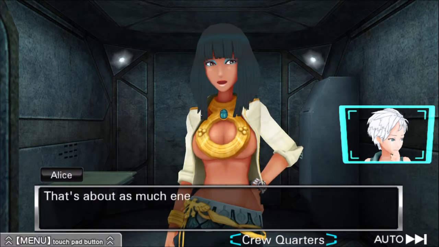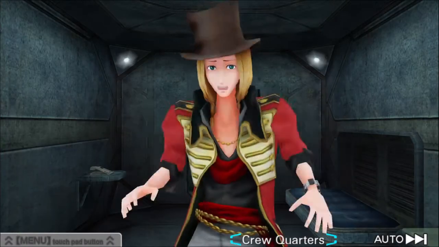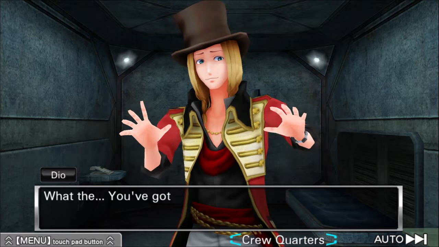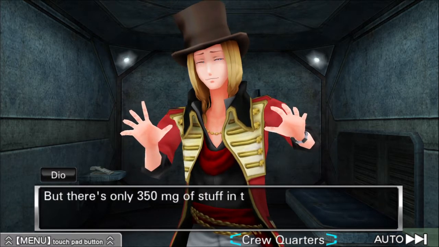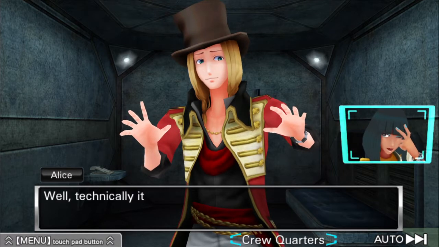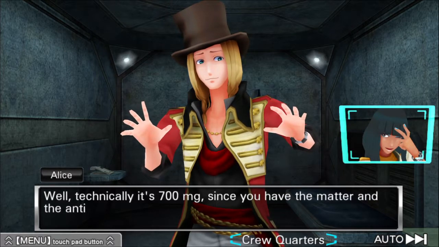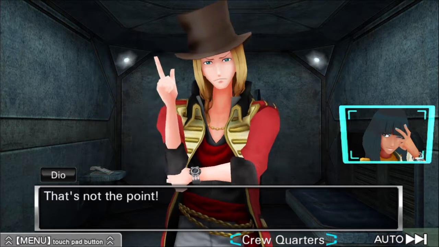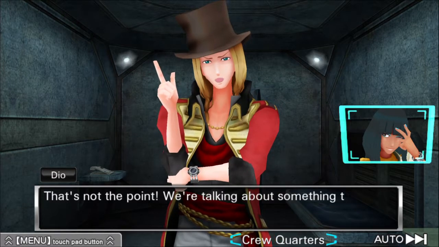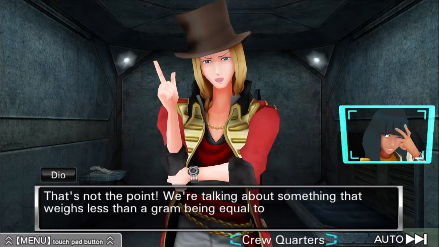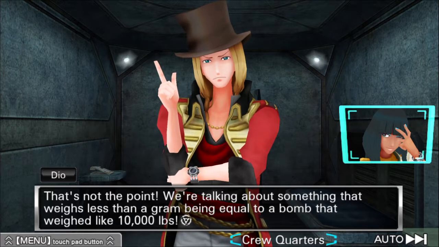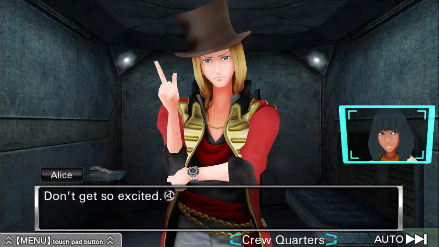That's about as much energy as the Hiroshima bomb. What the... You've got to be kidding me. But there's only 350 milligrams of stuff in there. Well, technically it's 700 milligrams since you have the matter and the antimatter. That's not the point. We're talking about something that weighs less than a gram being equal to a bomb that weighed like 10,000 pounds. Don't get so excited.